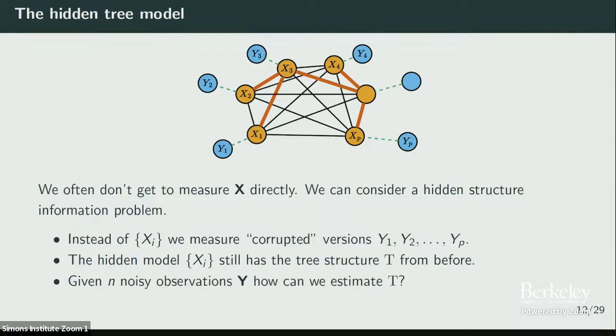So the problem is, on the face of it, maybe you don't know what the structure is, but given n observations of the Y, how can you estimate T? In particular, the question we're interested in is what is the impact of the channel, or the relationship between X and Y, on the number of samples that you need to estimate T from Y versus the number of samples you need to estimate T from X.